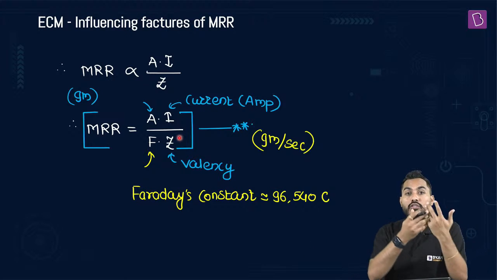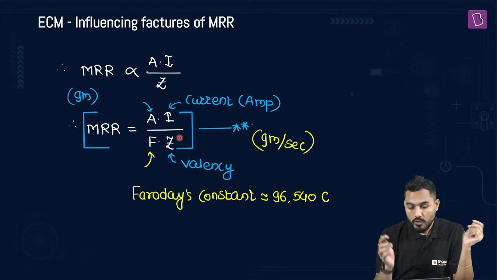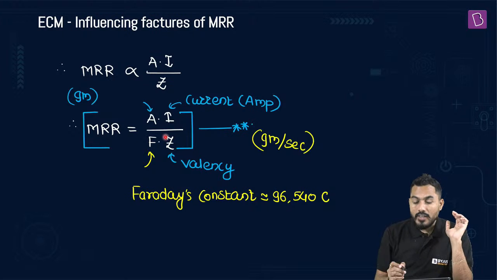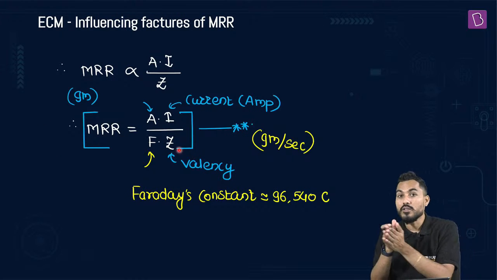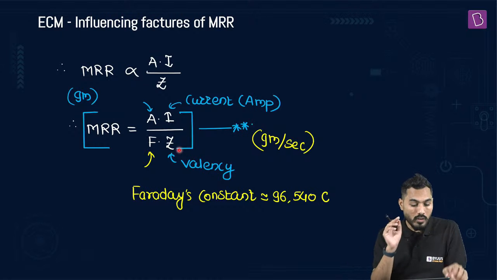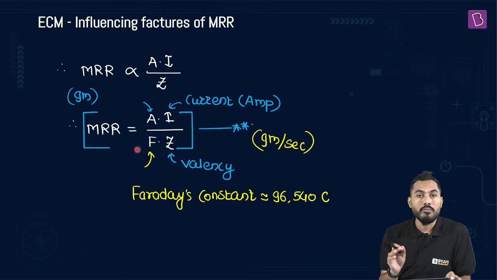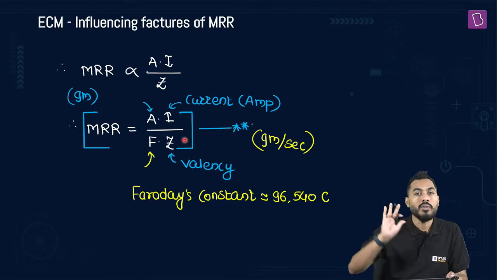Valency of ferrous is nothing but 2. You put 2 here. So AI divided by FZ is the material removal rate. Now take this formula and solve a number of numericals. Don't underestimate this formula. It is very, very important. If I talk about ECM, this is the only formula you have to remember.